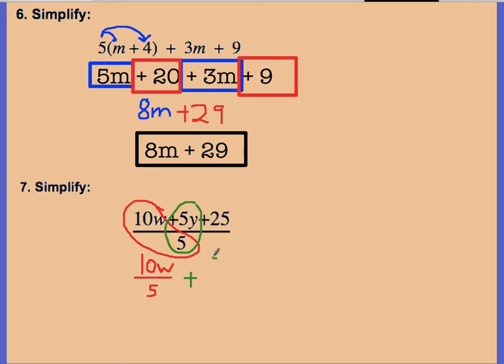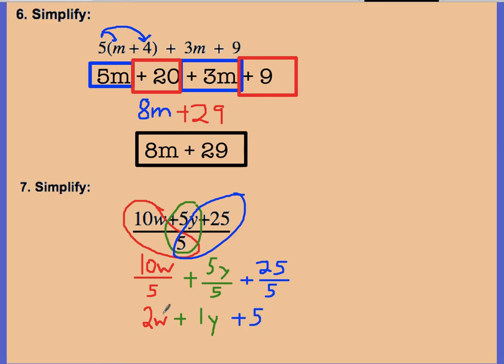So then I got a plus 5y divided by 5. And then plus 25 divided by 5. All right, so when we simplify each of these separately now, 10 divided by 5, that's much simpler to do, right? 10 divided by 5 is 2, and we keep the variable there. 5 divided by 5 is 1, and we keep the variable. 25 divided by 5 is 5, and it doesn't have a variable.